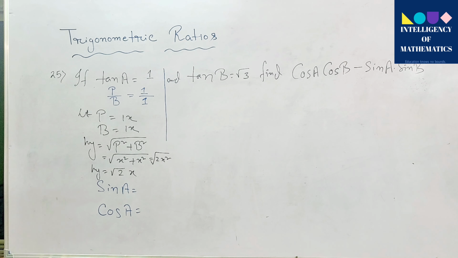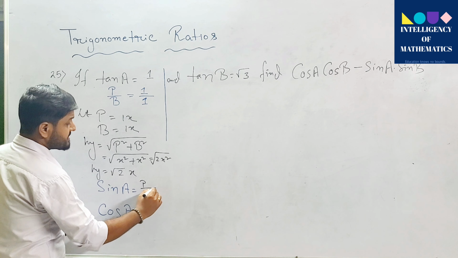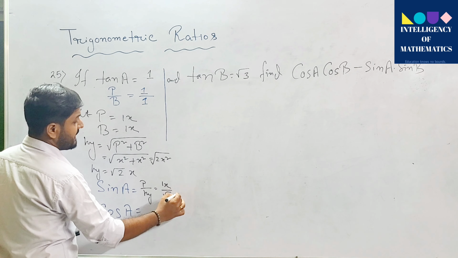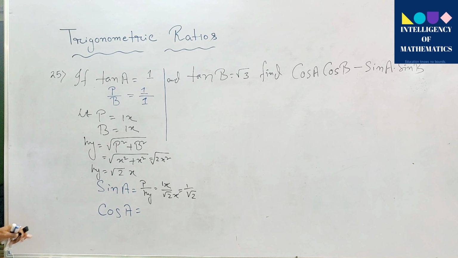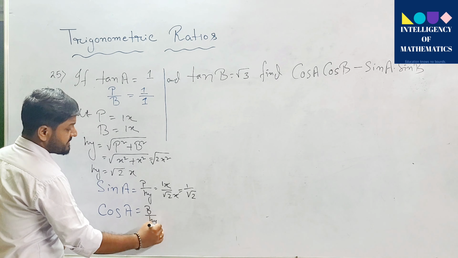Now we know sine is the perpendicular by hypotenuse. Perpendicular is 1x, hypotenuse we got root 2x, x cancelled, so it will be 1 by root 2. Same way, cos means we know base by hypotenuse, base is 1x, so again here also root 2x, x cancelled, we'll get the value of 1 by root 2. So sin A and cos A's values we have taken out.